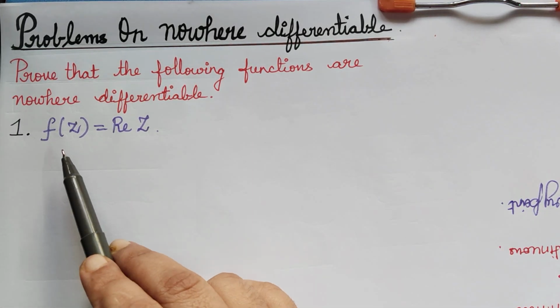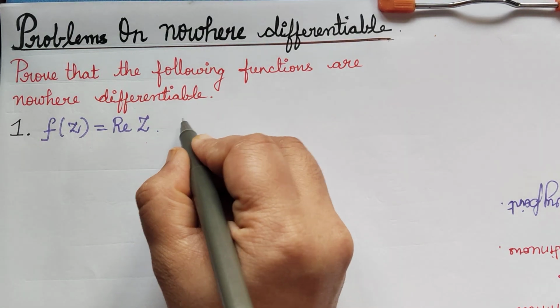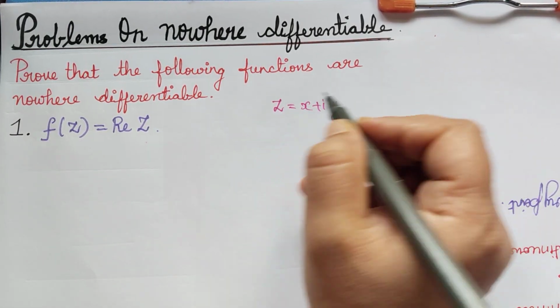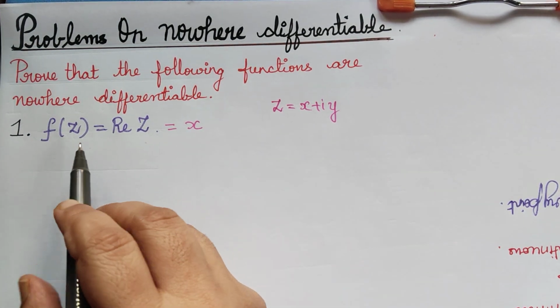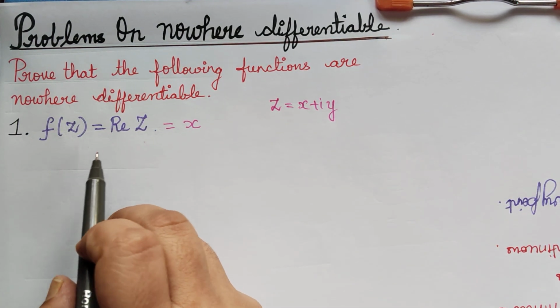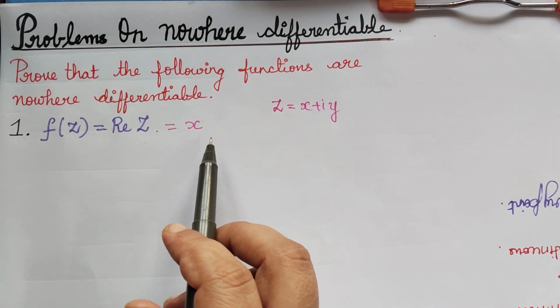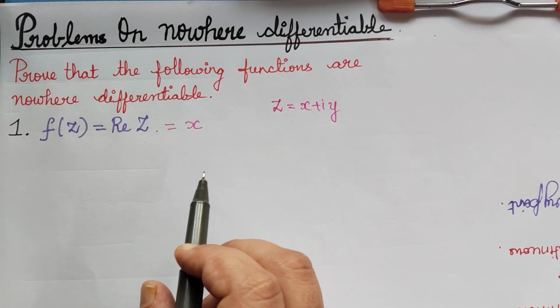Now here in the question, it is given that f of z is equal to real part of z. What is real part of z? We know that z is equal to x plus iy. And what is real part of z? It is equal to x. So now we shall prove that this function f is nowhere differentiable. In order to prove that the function is nowhere differentiable, it is just enough to prove that the CR equation is not satisfied.